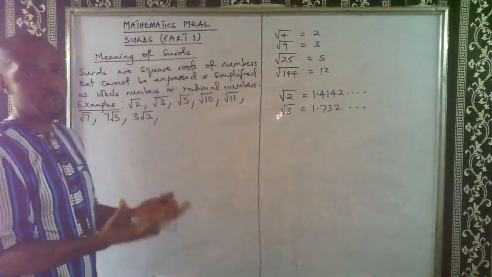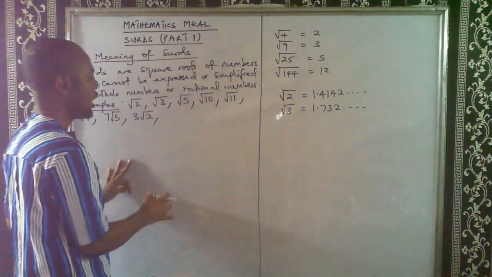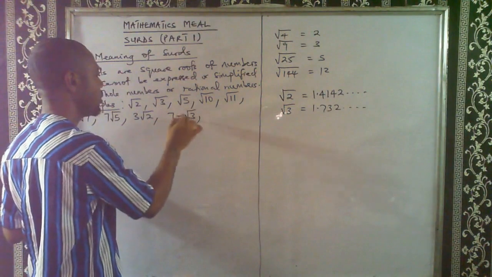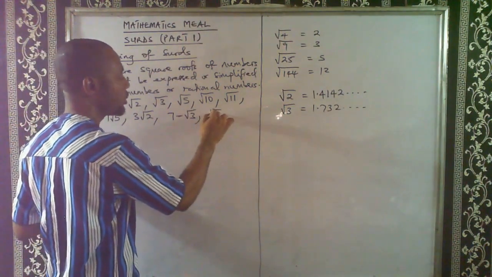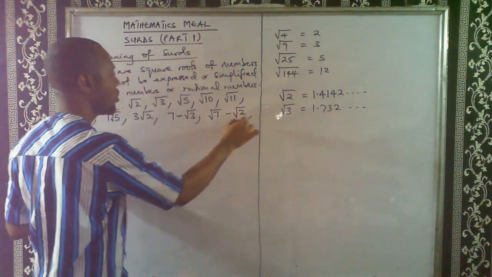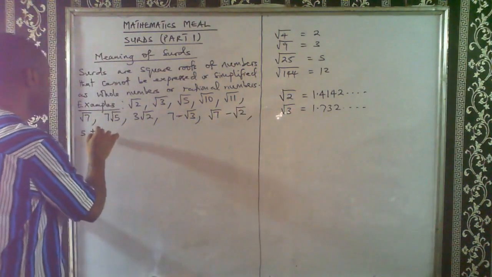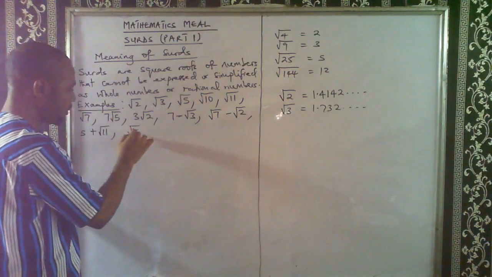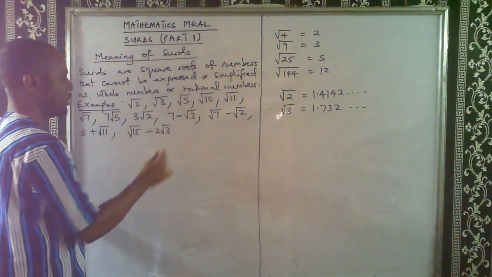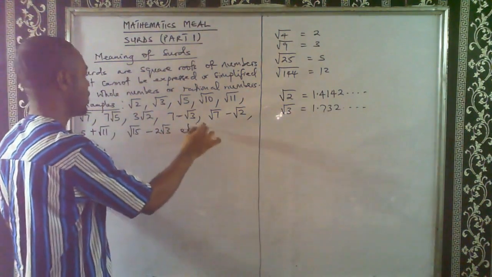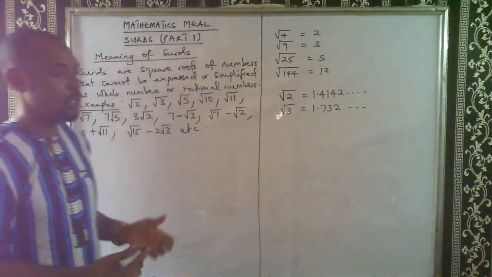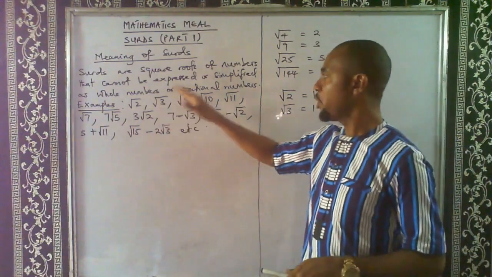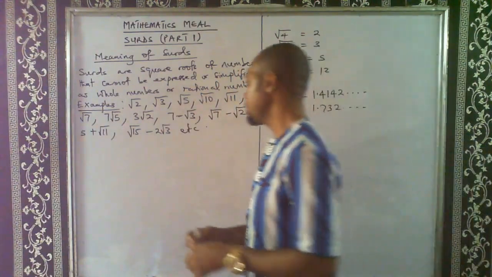Then we can also have surds in pairs separated by addition or subtraction sign. For example, I can have 7 minus root 3 as a surd. We can also have root 7 minus root 2. We can also have 5 plus root 11. We can also have root 15 minus 2 root 3, and so on. All these are what? Surds. They are all surds. So whenever you have a square root that cannot be expressed as a whole number, that square root becomes what? A surd.